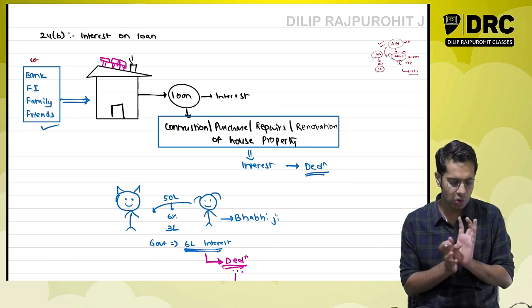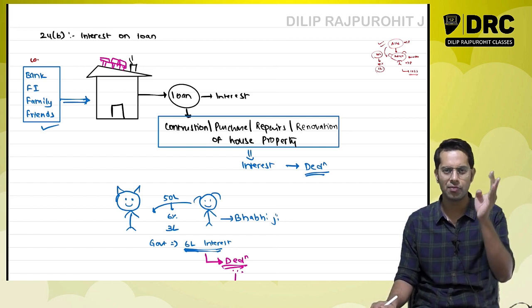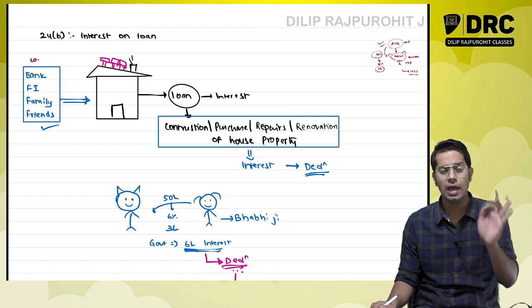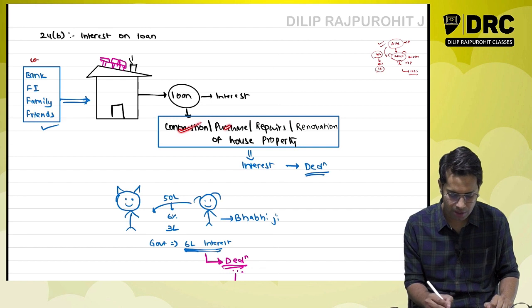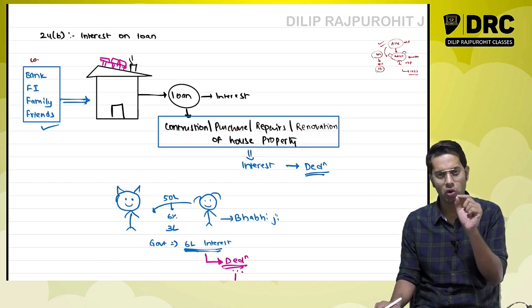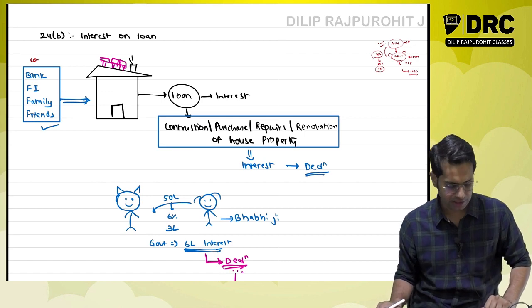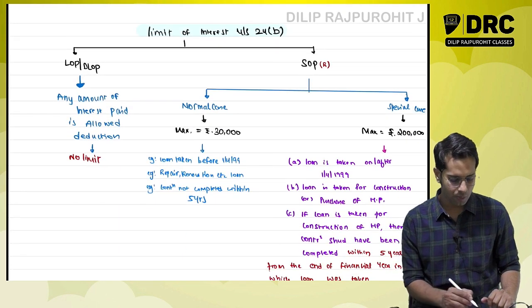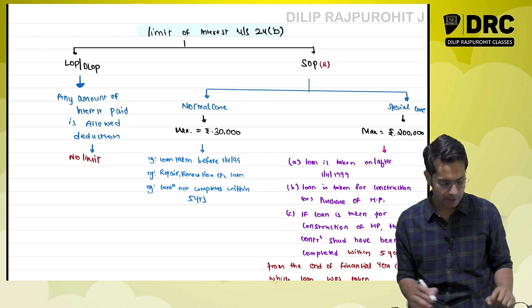Then we understood interest on loan. If you have taken any loan from a bank, financial institution, friends or family, it does not matter from whom, and the loan is taken for construction, purchase, repairs or renovation of house property, then whatever interest is paid by you will be allowed as deduction under section 24B. Sir, how much interest will be allowed as deduction if your property is let out property or deemed to be let out property?